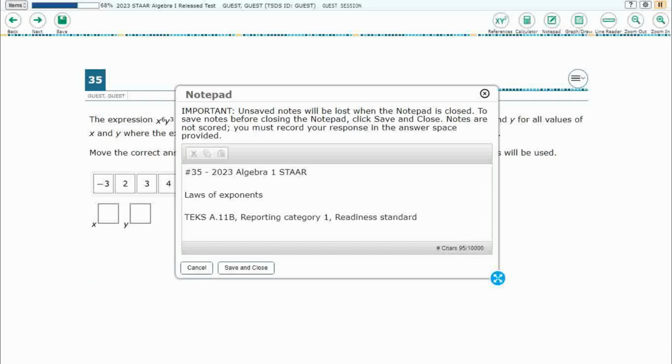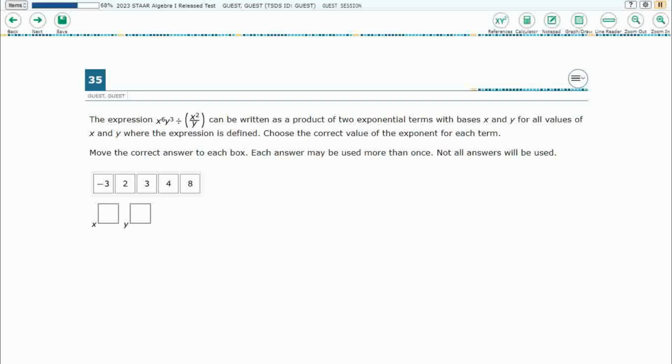For number 35, we are looking at a readiness standard in reporting category 1, TEKS 8.11b. This is the laws of exponents here. So we have an expression. Seems pretty simple, just got x's and y's, but it's a drag and drop, right? And you could use each answer more than once if you want to. So it's a 2-point problem here.